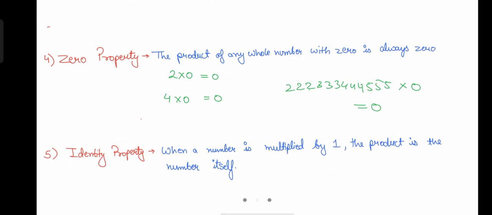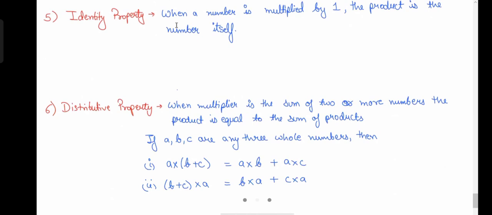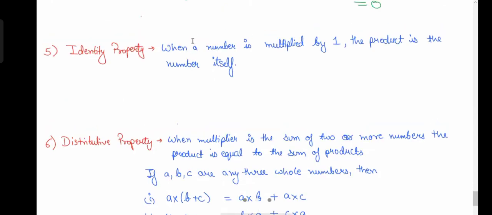Then what is the identity property? Identity property is when a number is multiplied by 1. When a number is multiplied by 1, then the product is the number itself. The same property we have understood in addition also, but in that case you were adding something with 0, and then you're getting the same answer. Like for example, 2 plus 0 will give you 2 only. But in the case of multiplication, when you are multiplying something with 0, you are getting the answer also 0.